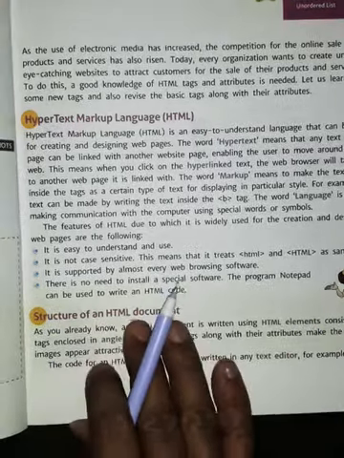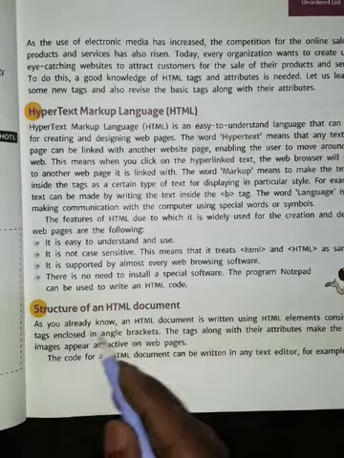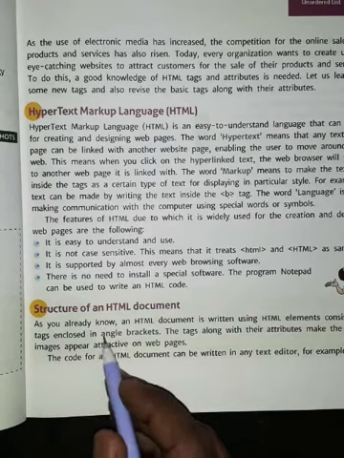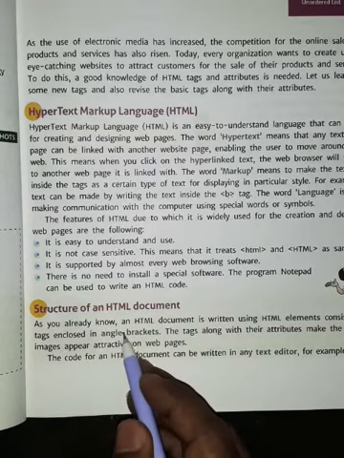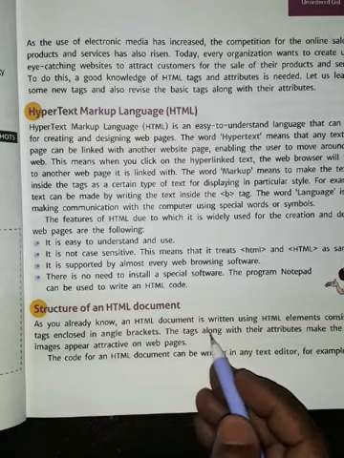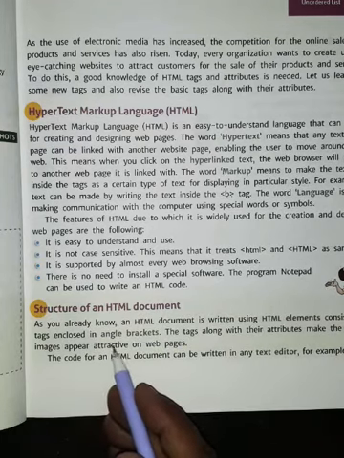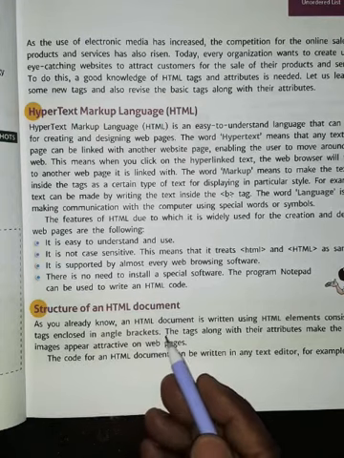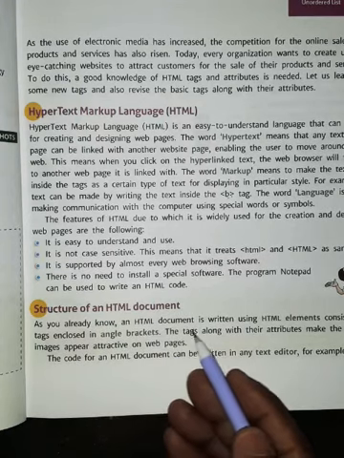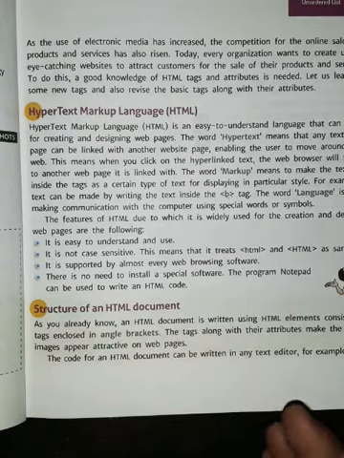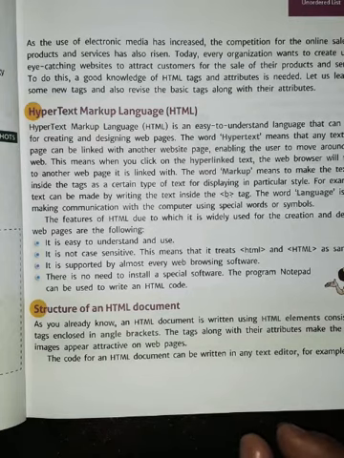Now the structure of the HTML document, as you can see here. The HTML document, as you already know, is written using HTML elements consisting of tags enclosed in angle brackets. Student, as I have told you, the HTML document means writing using HTML elements. Writing means what you want to make with the web page.